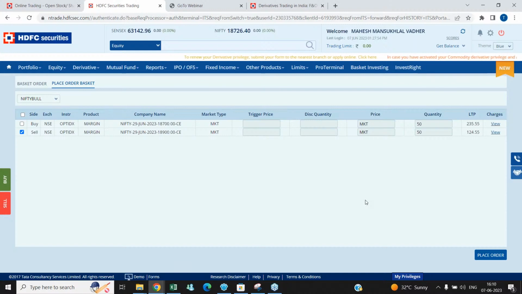benefit. And while squaring off this position, first you need to square off your sell leg and then you need to square off your buy leg so that there is no additional margin requirement and you can easily execute or square off this strategy by following this method. So this is how you can use this basket order functionality, wherein in one single order panel you can execute this strategy. So it's a two-leg strategy.